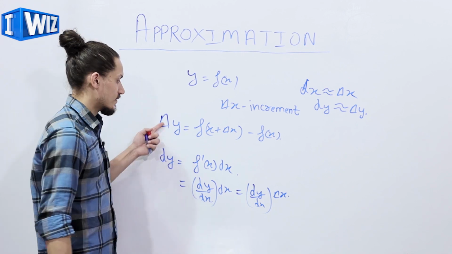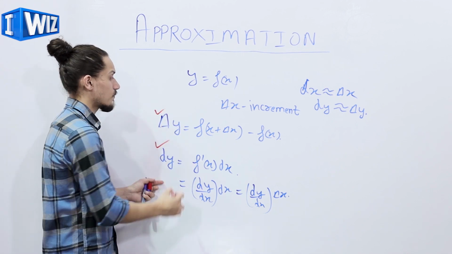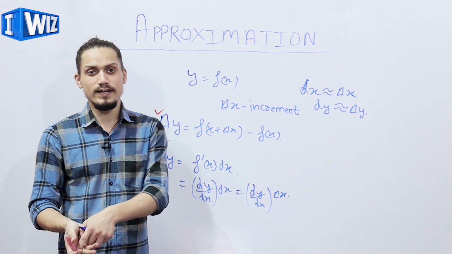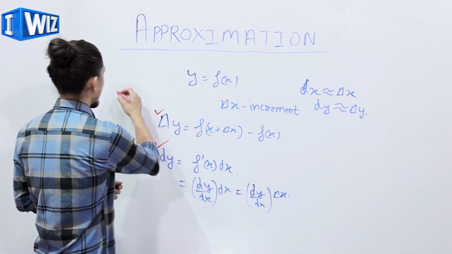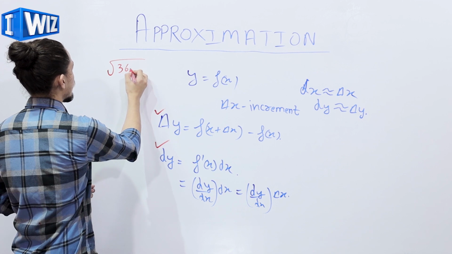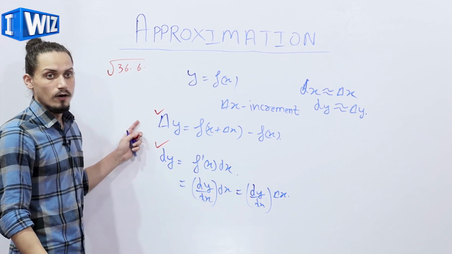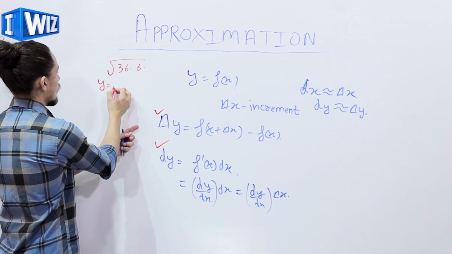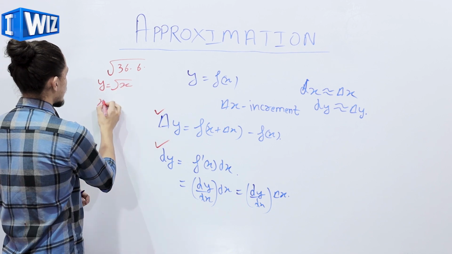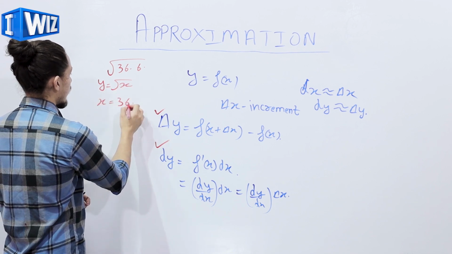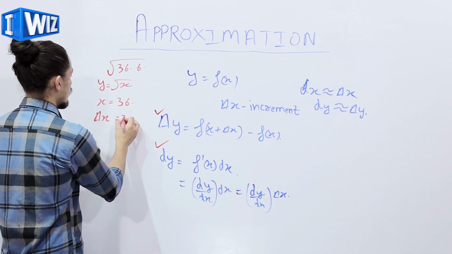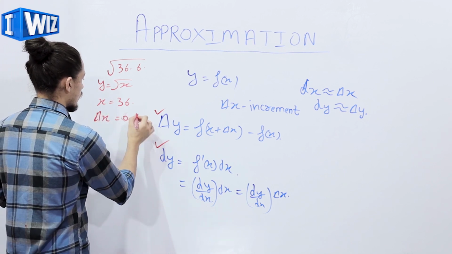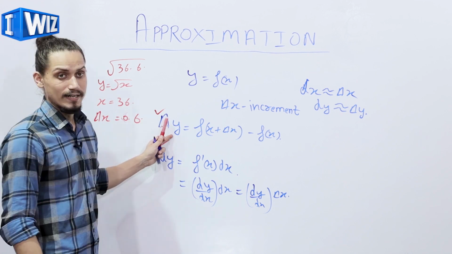Now we'll be using these two identities to find the approximate values of the given examples or given problems. For example, suppose we have to find value of under the root 36.6. Okay. Now suppose y is equal to under the root x, where x is equal to 36 and the small increment in the value of x, that is delta x, is equal to 0.6. So we need to find the value of delta y here.